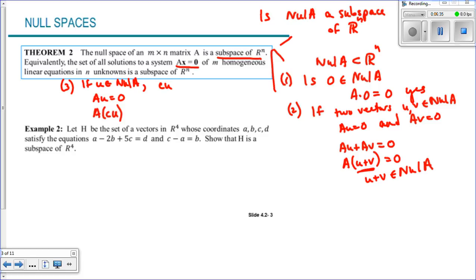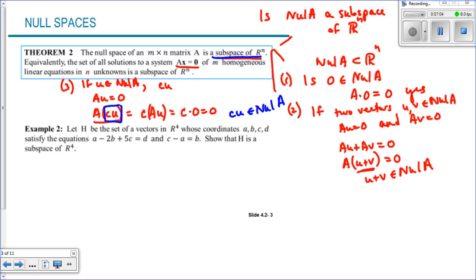Let's start with A times Cu, but we know this is the same thing as just taking the scalar times Au. It's one of the properties of matrices. And so Au we know is 0. And so that means that A times Cu is also 0, which means this vector is also in the null space. So Cu is in the null space of A. Okay, so that proves then that the null space is indeed a subspace of Rn.